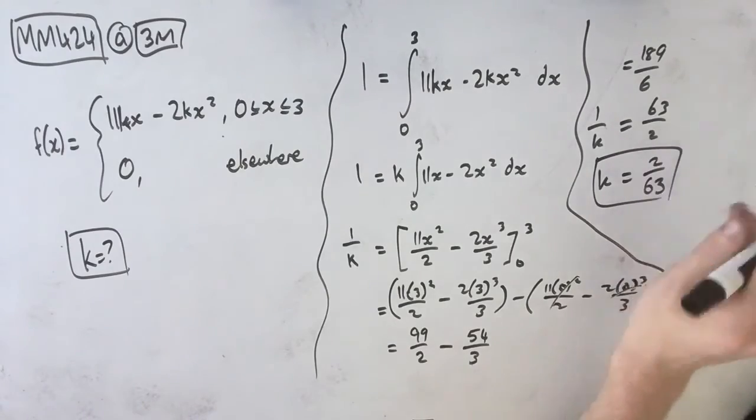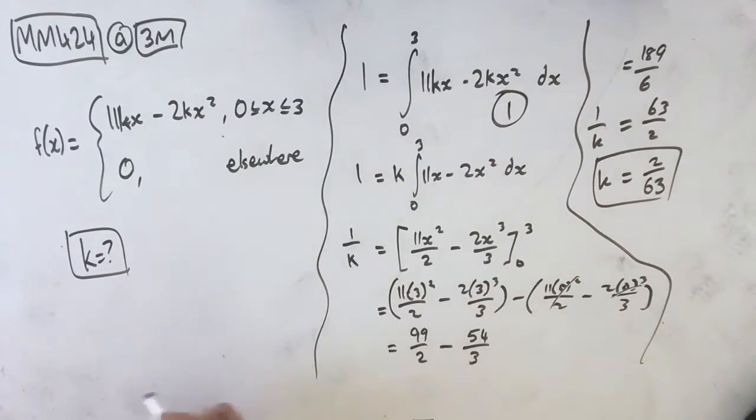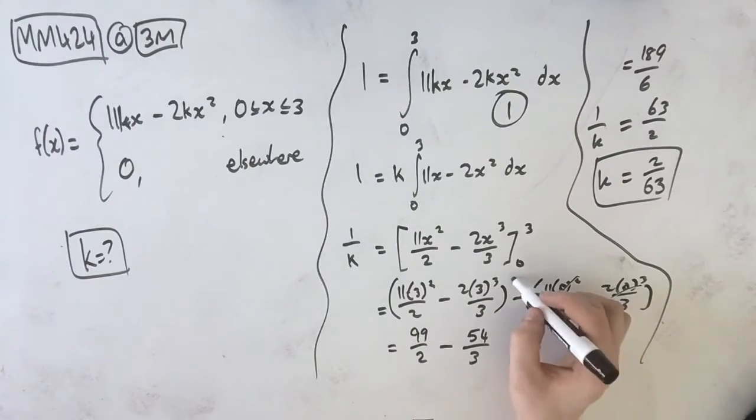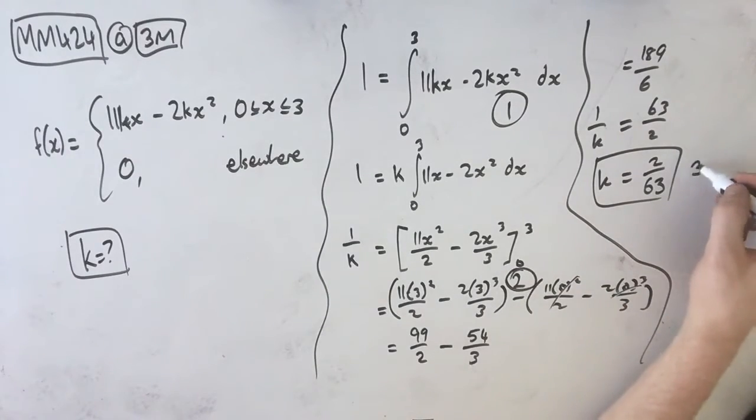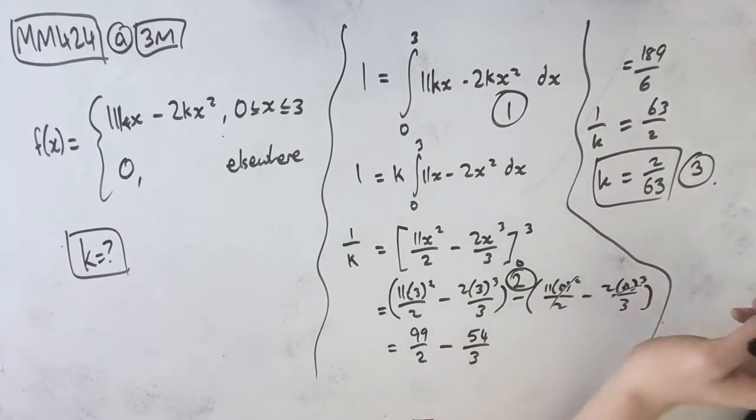This is a 3-mark question. First mark is recognizing what we have to do here. Second mark is actually integrating that, so this section here. And then our third mark is our final answer of k equals 2 over 63. So guys, that's it for part A. Let's move on to part B.